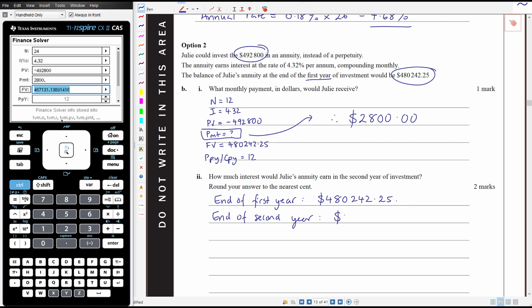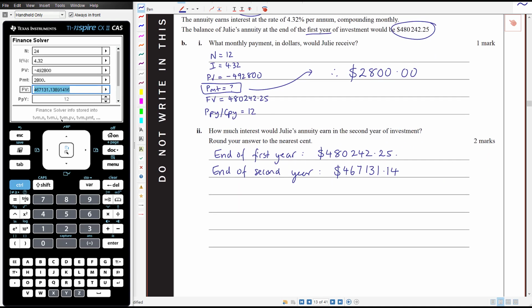Okay, so it should be end of the second year would be 467,000. Oh, $467,131.14 to the nearest cent. Yeah, you could have by all means changed the principal value, left it at 12 months, and then worked out the new future value. Either way, should give you the same thing. So how much interest would Julie's annuity earn in the second year of investment?